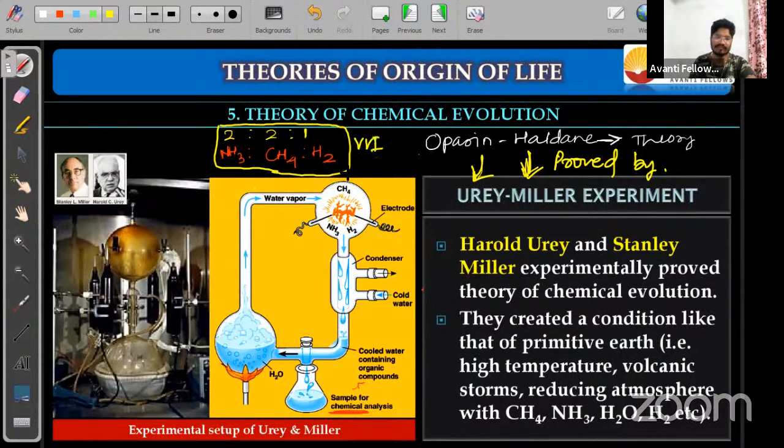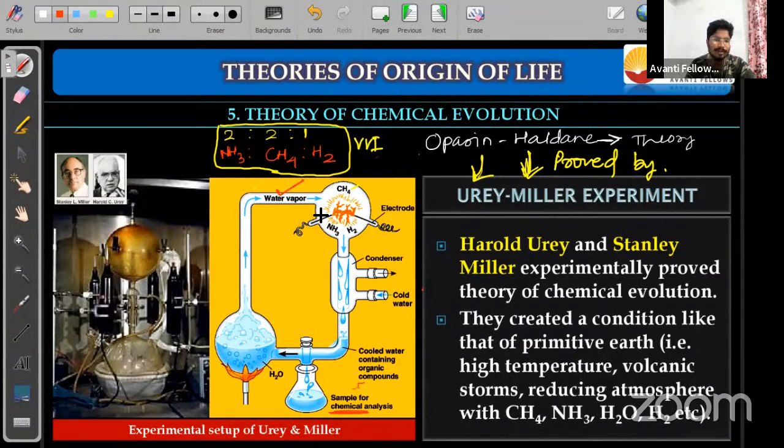VVI, remember this one. What Urey and Miller did, they took reducing gases: ammonia, methane and hydrogen, 2:2:1. Okay, right? So they took these three gases. ये देखो ammonia, methane and hydrogen लिया. Okay, they provided the condition where water was present but in the vapor form.